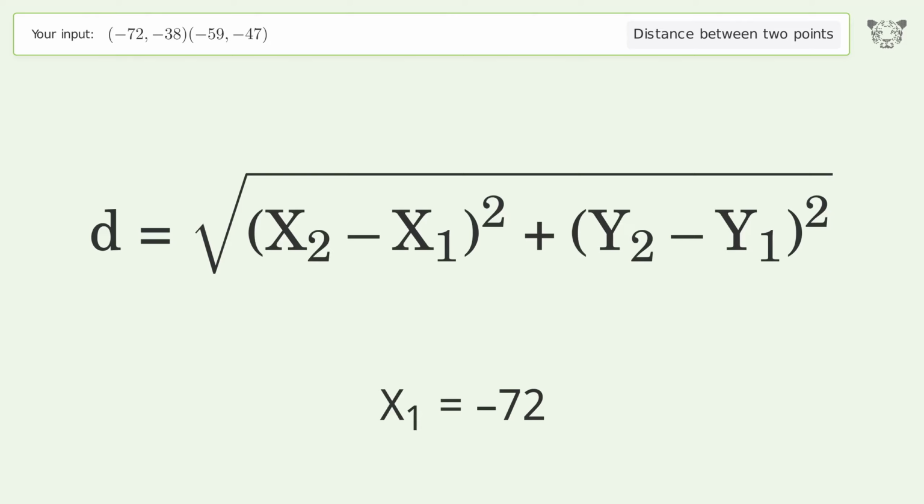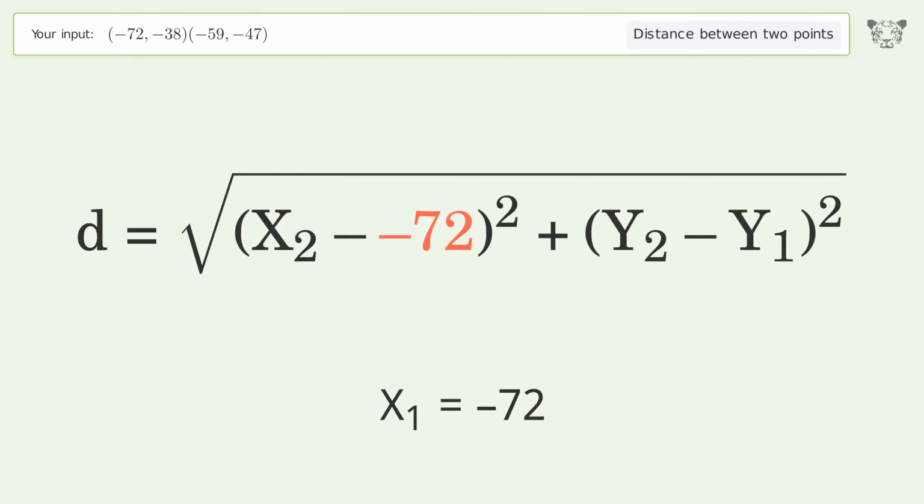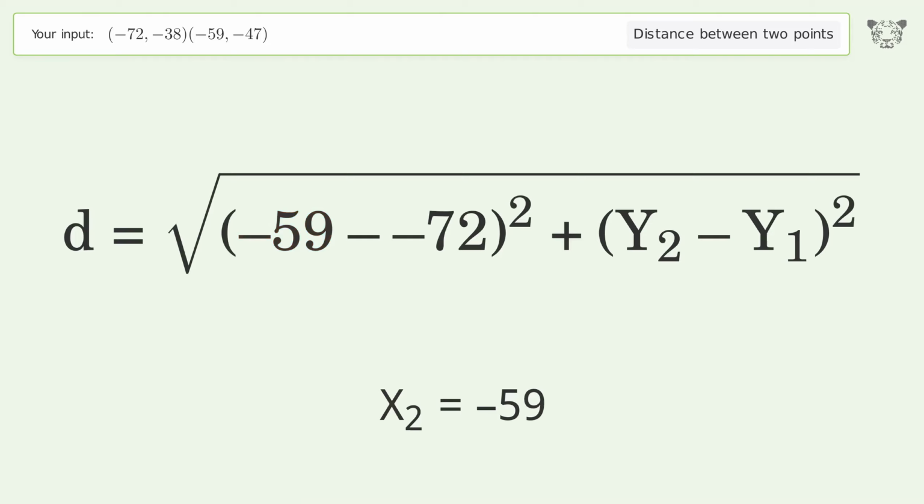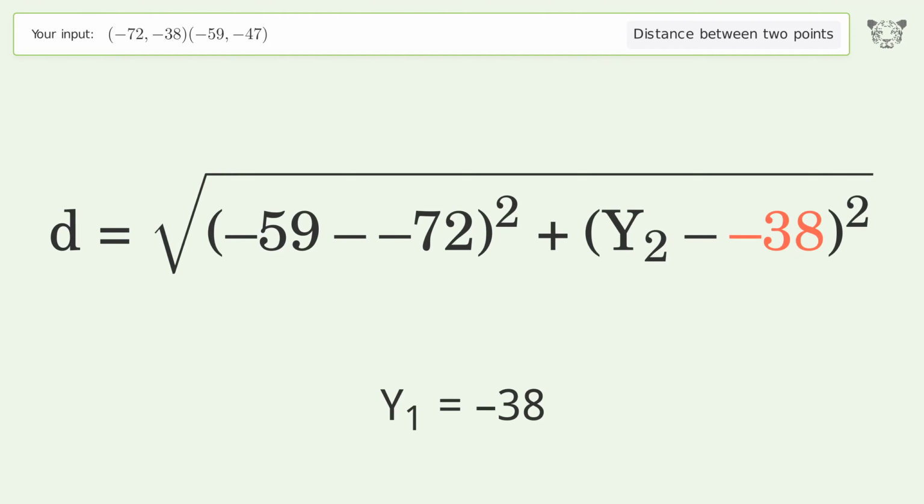x1 equals -72. x2 equals -59. y1 equals -38. y2 equals -47.